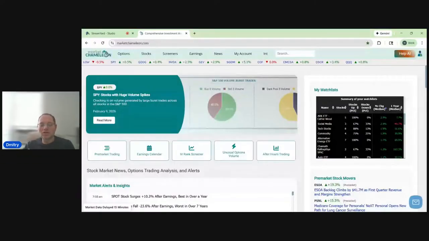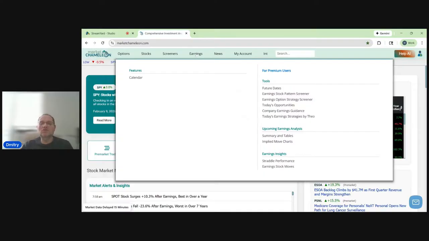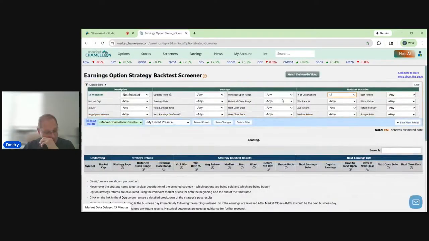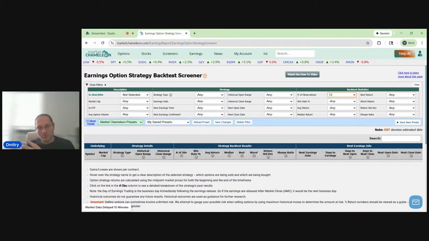Good morning, everyone. And let's first navigate to our historical earnings screener, and then we'll do some examples using that screener to get some insights. So up top on the main menu, we're going to hover over earnings, and then to the right-hand side, we're going to come up to earnings option strategy screener. We're going to click on that, and this will load a historical earnings option strategy performance around earnings.